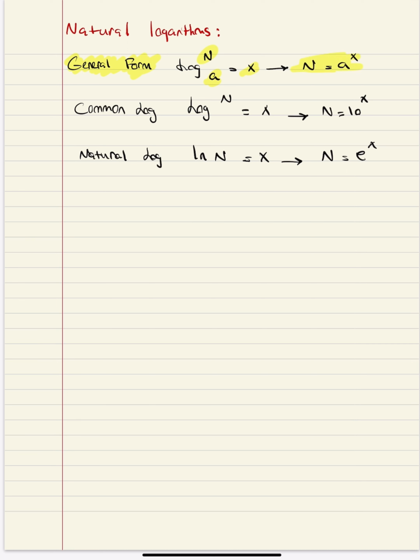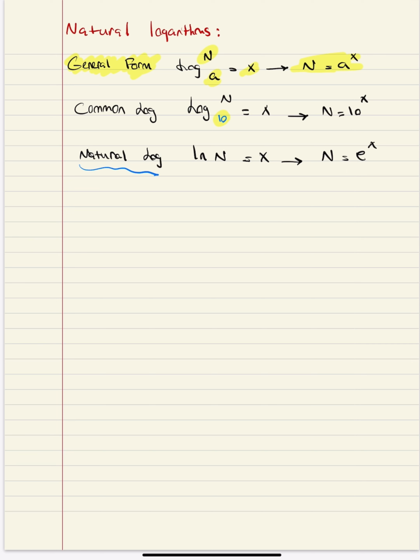We also have a common logarithm, which essentially is the same thing as the general form. Instead of a, the base is 10. However, it is common in math to not write the base 10, and we just leave it as log of n equals x, and we automatically know that this means n equals 10 to the power of x. So usually we don't have our base 10 written. It is not required in mathematical notation. So that's why it's referred to as the common log. However, for today's topic, we're going to discuss natural logarithms.